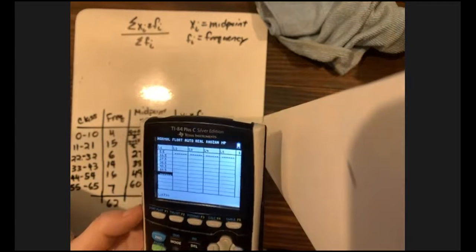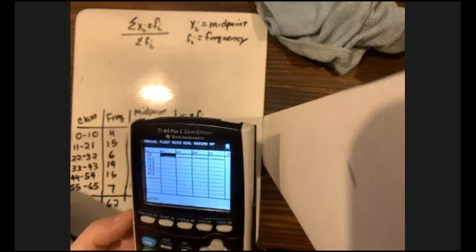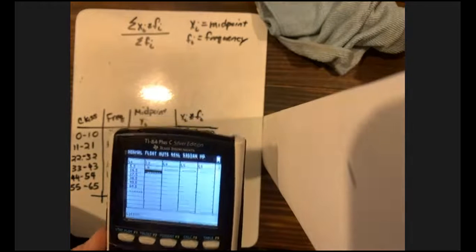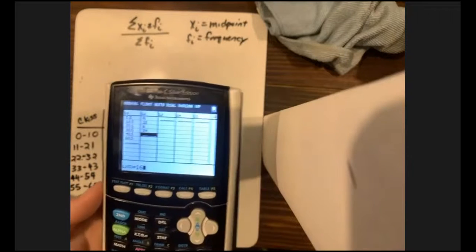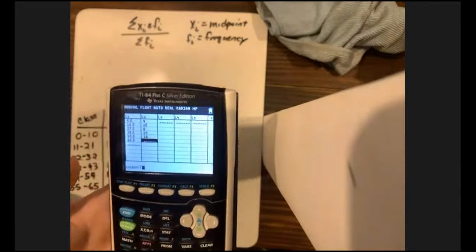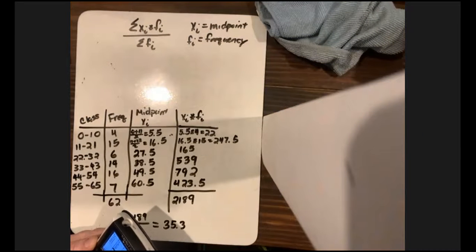Okay, so we've got all of those lovely midpoints in there. And then over here beside, I'm going to put the frequency. So I've got 4, 15, 6, 14, 16, and 7. And I'm just going to double check my data real quick and make sure that I did it all in there correctly.